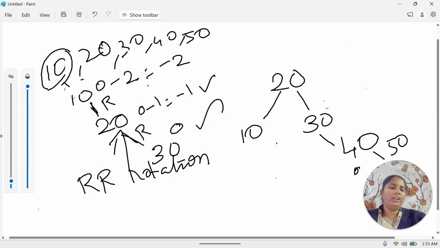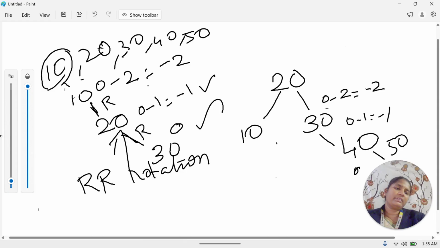And for 40, 0 minus 1 is minus 1. For 30, the balancing factor is 0 minus 2, that is minus 2. So the tree here at this time needs a rotation to be performed. The direction is the same, RR rotation.